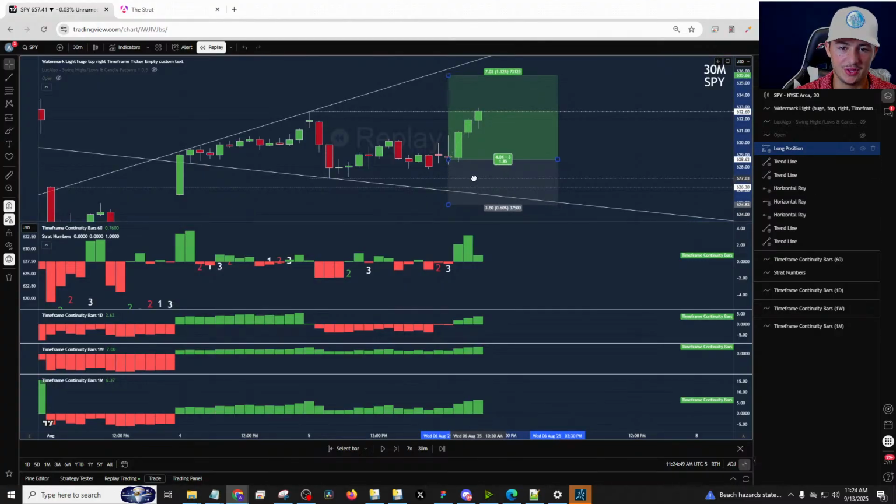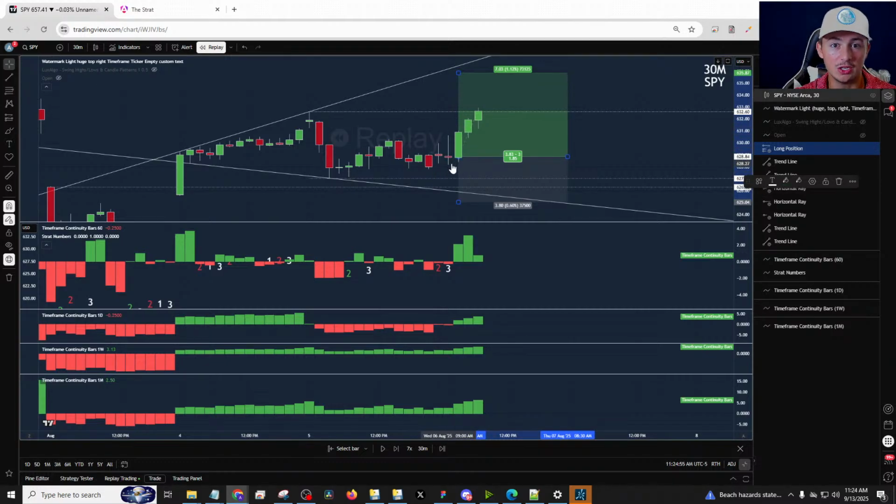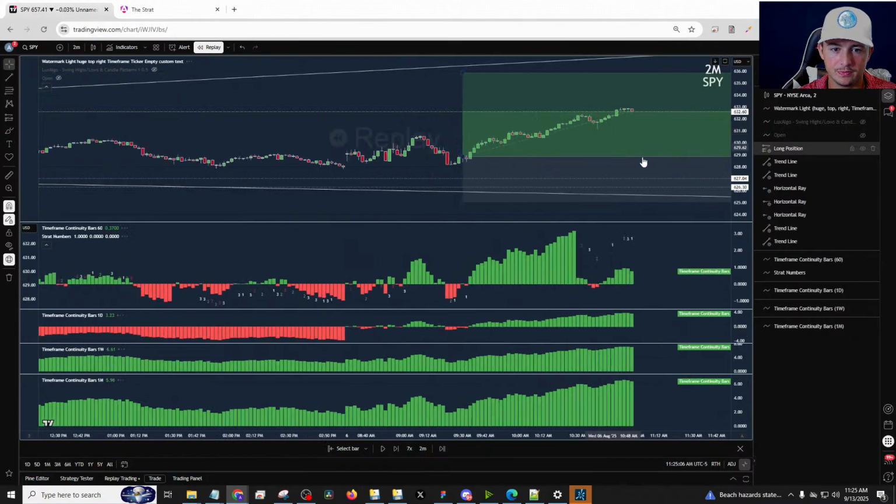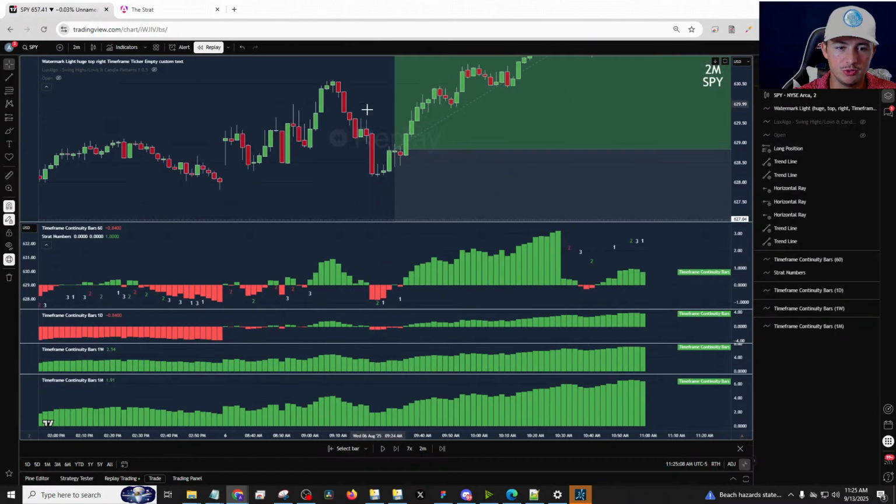Right here, you can see the day opens. We had a 3. It's a broadening formation. And what do we do at the daily open? We can use the 3-minute, the 5-minute, 1 minute, right? Some people even do like 15-second on the futures, crazy stuff. But let's go to like a 2-minute, something kind of in between.